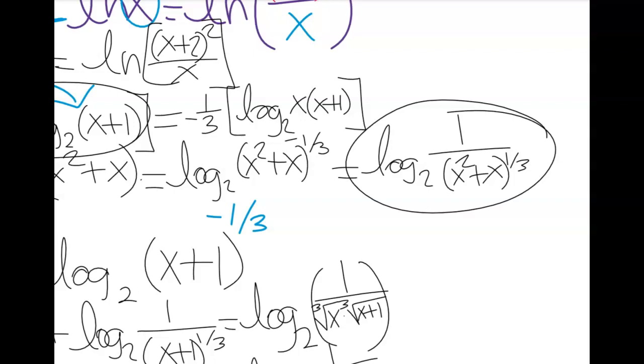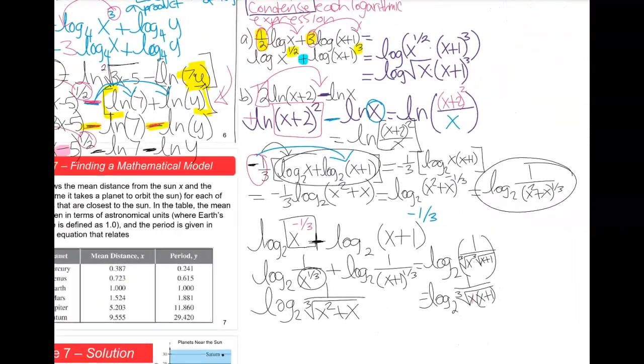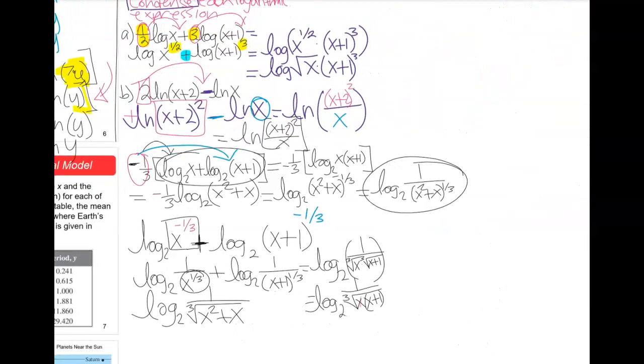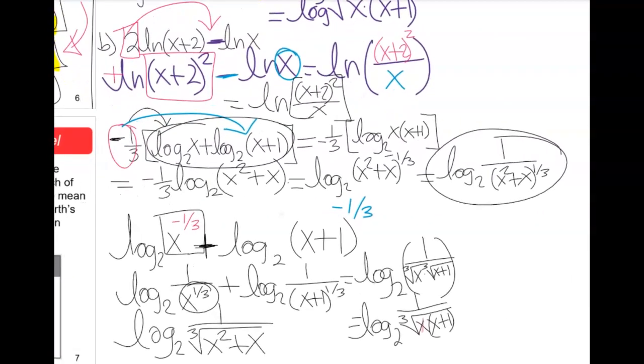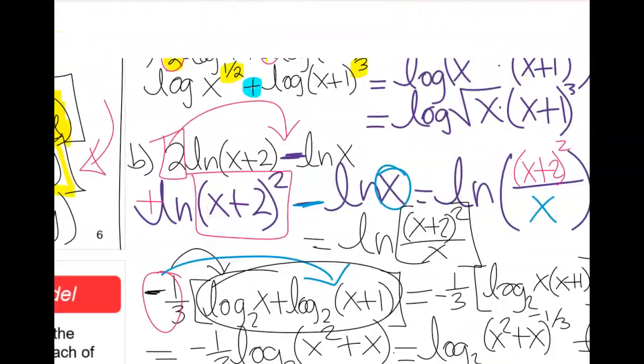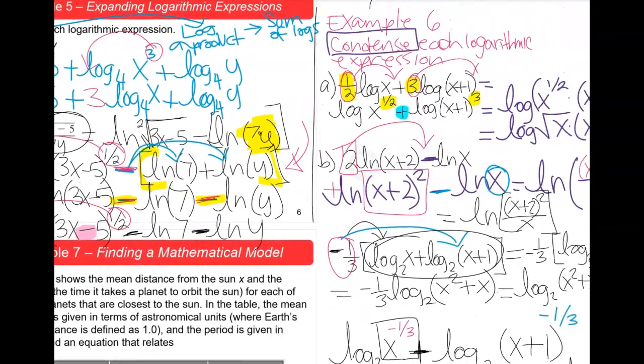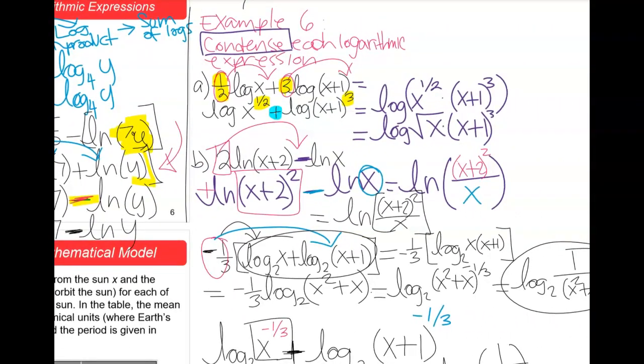Well, just to remind you quickly that whenever you are simplifying, condensing, or expanding, you don't need to only have 2 logarithmic expressions. You could have more than 2. You could have 3. You could have 4, or you could have many more.